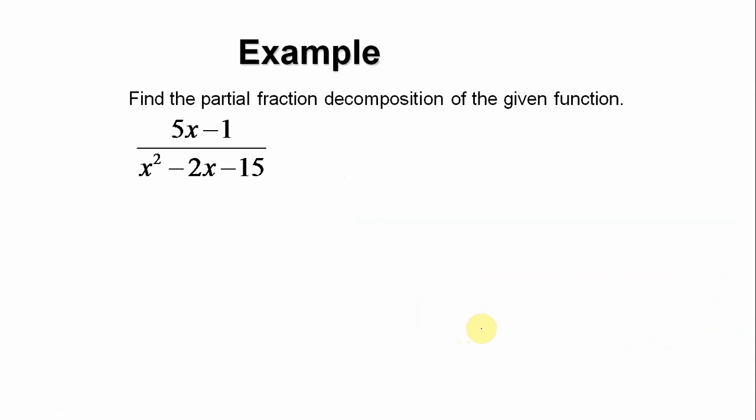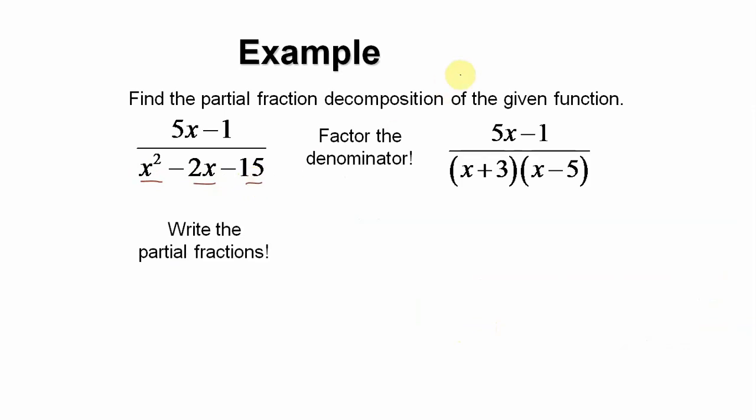Find the partial fraction decomposition of the given function. First of all, we will factor the denominator. The denominator that has been given to you is x square minus 2x minus 15. Factoring it, I have 5x plus 1 divided by x plus 3 and x minus 5. Now we write the partial fractions using coefficients that we will find later using the method.